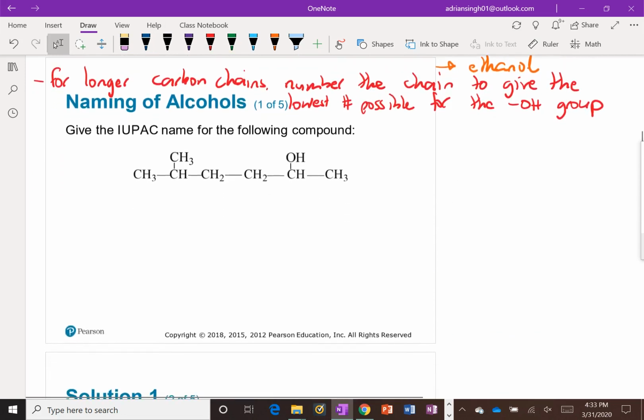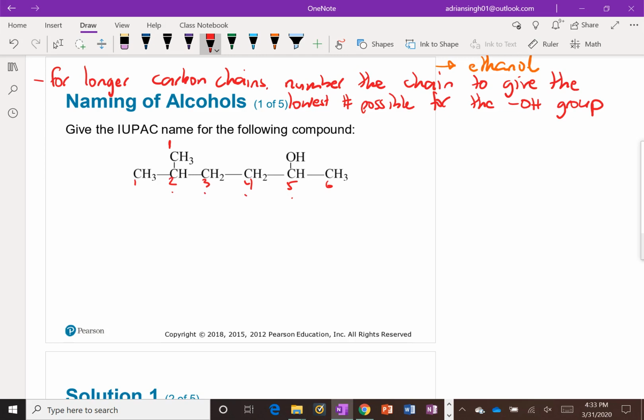All right, so if we have this molecule down here, it says give the IUPAC name for the following compound. First thing we need to do is to decide what the longest continuous carbon chain is that has the OH group attached to it. So we start from the left, 1, 2, 3, 4, 5, 6. If I start from the top, I still get 1, 2, 3, 4, 5, 6. If I start from the right side, I get 1, 2, 3, 4, 5, 6. Or if I go up here, 6 is the longest.